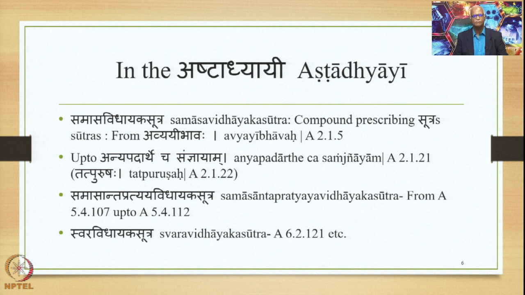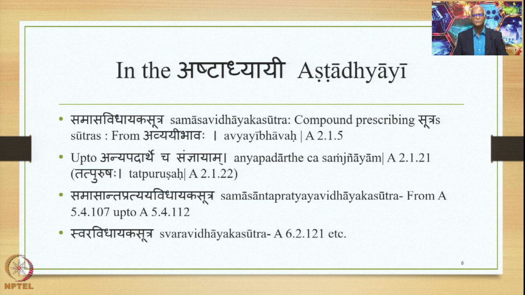There is another small section in 5.4, namely 5.4.107 up to 5.4.112. These sutras prescribe the suffix to be added at the end of the avyayībhāva samāsa. So these sutras are called samāsānta pratyaya vidhāyaka sutras.